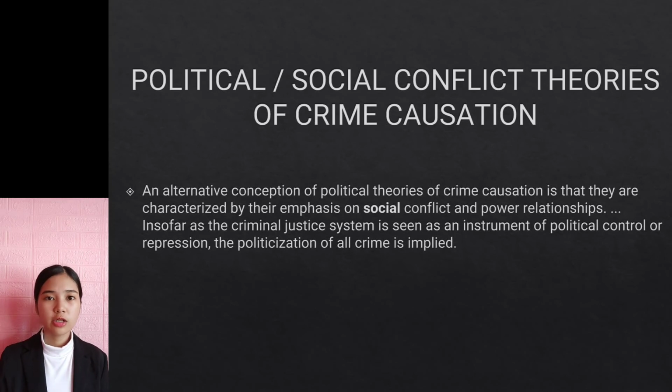And so let's proceed to political sociological conflict theories of crime causation. It is an alternative conception of political theories of crime causation that they are characterized by their emphasis on social conflict and power relationships, insofar as the criminal justice system is seen as an instrument of political control or repression of politicization of all crime is implied.